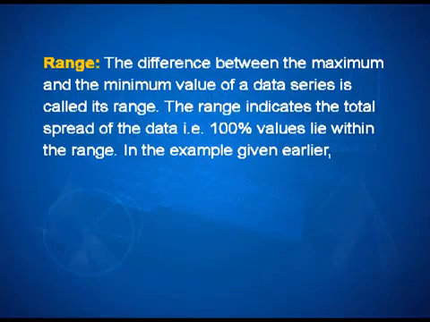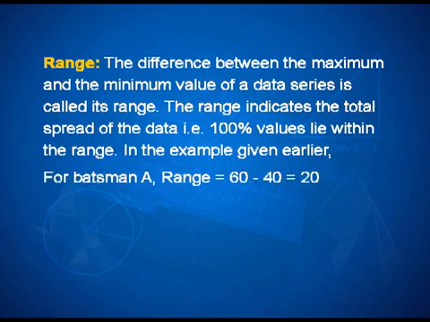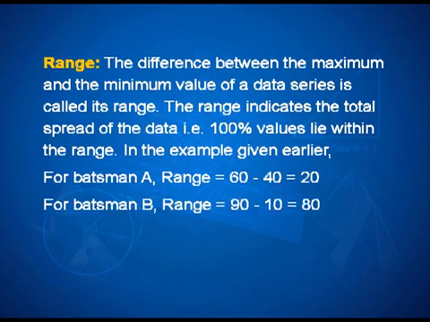Now, let us first discuss about range. The difference between the maximum and the minimum value of a data series is called its range. The range indicates the total spread of the data, that is 100% values lie within the range. In the example given earlier, for batsman A, range is equal to 60 minus 40, that is equal to 20. For batsman B, range is equal to 90 minus 10, that is equal to 80.